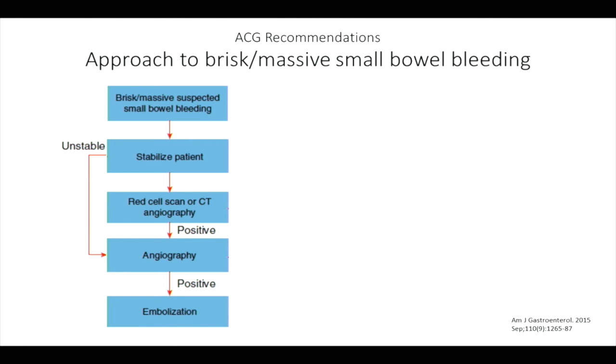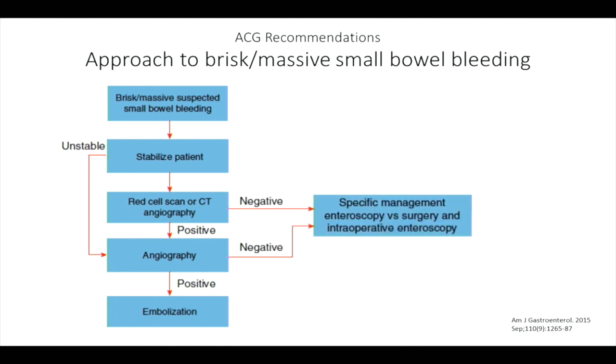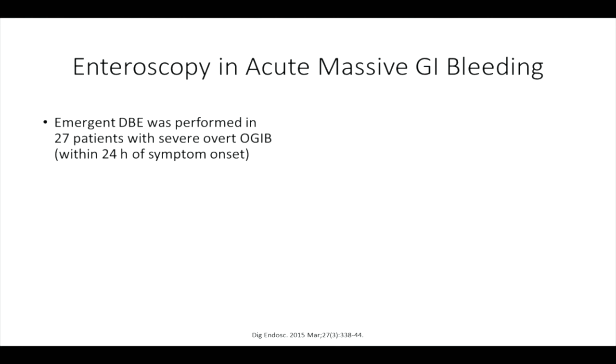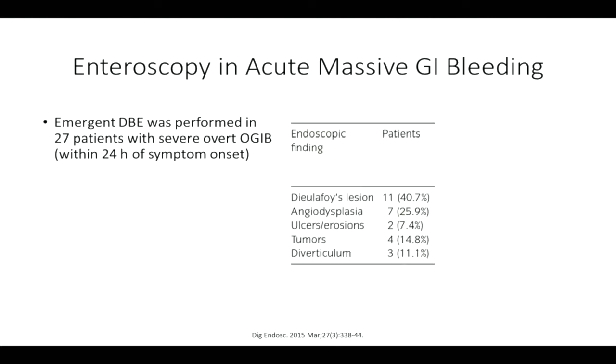So what if the radiologist can't help us? Is there a role for endoscopy? Double balloon enteroscopy has been used in cases of massive GI bleeding. This is a relatively recent study where emergent double balloon enteroscopy was used on 27 patients with severe overt GI bleeding, defined as less than 24 hours of the bleed.